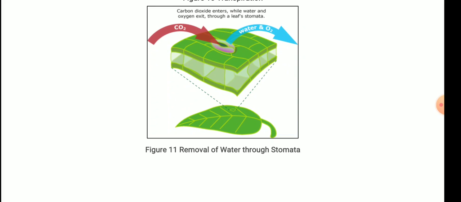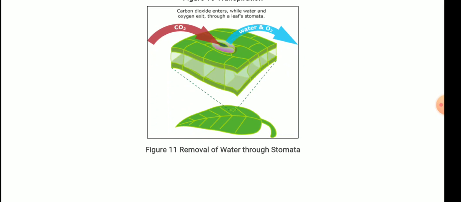Next, this is the removal of water through stomata. You all know about carbon dioxide; this diagram you have already seen. Removal of water through stomata: carbon dioxide enters while water and oxygen exit. How? You know that during photosynthesis, the plant needs sunlight as well as carbon dioxide.